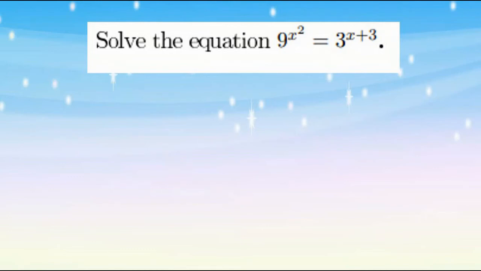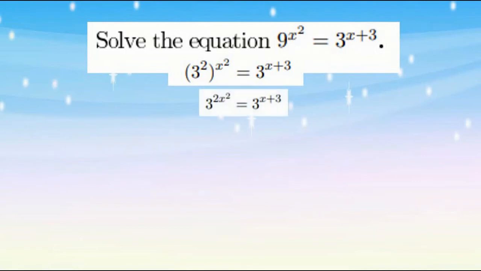Let's now solve the equation 9 to the power of x squared is equal to 3 to the power of x plus 3. Let's write both 9 and 3 using 3 as the base. So that becomes 3 squared, raised to the power of x squared, is equal to 3 to the power of x plus 3.